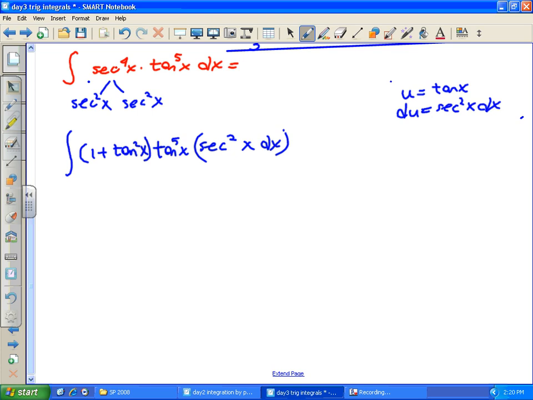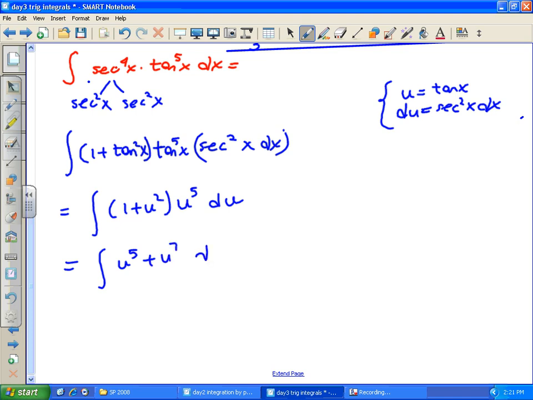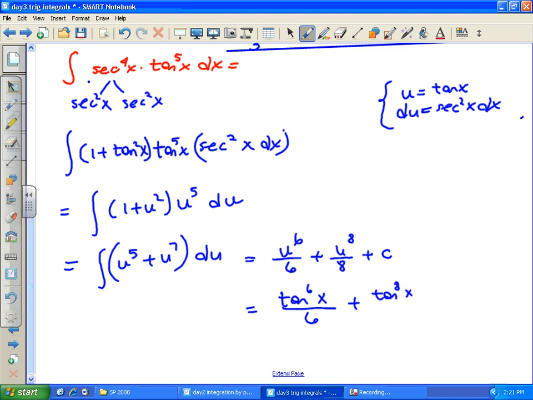Now going to the u substitution using the previously assigned u, we can rewrite this integral as 1 plus u squared times u to the 5 du. And now this becomes a pretty typical integral. First, multiply it out. And then integrate piece by piece. Finally, place the u back and replace u with tangent x. And that is our final answer.